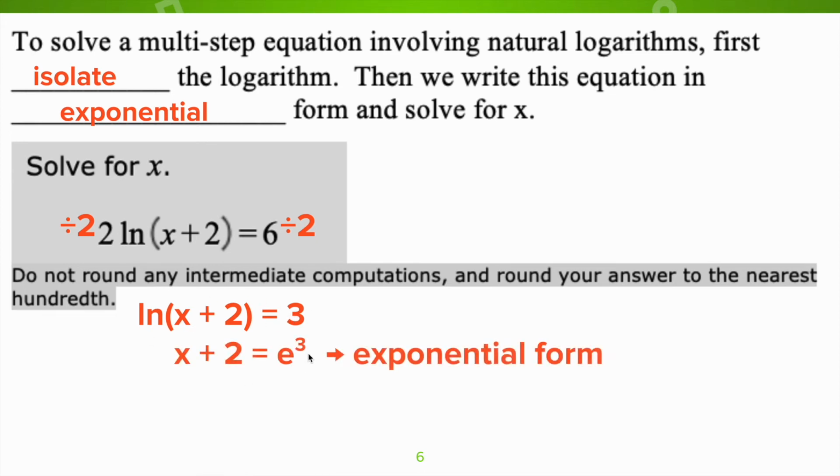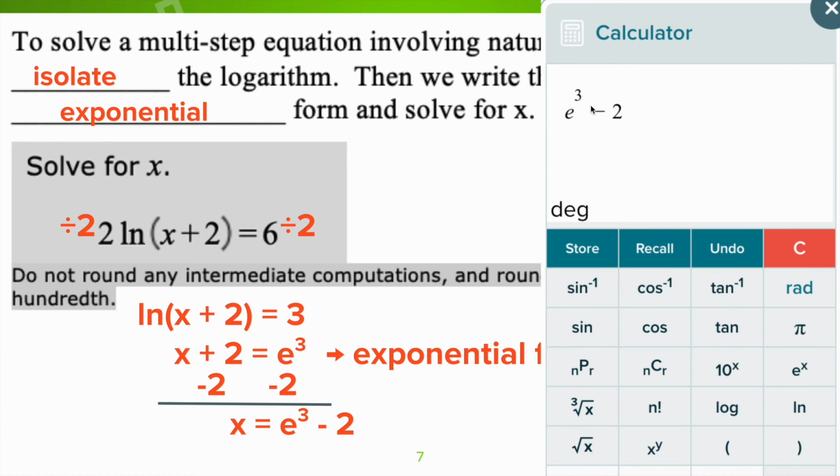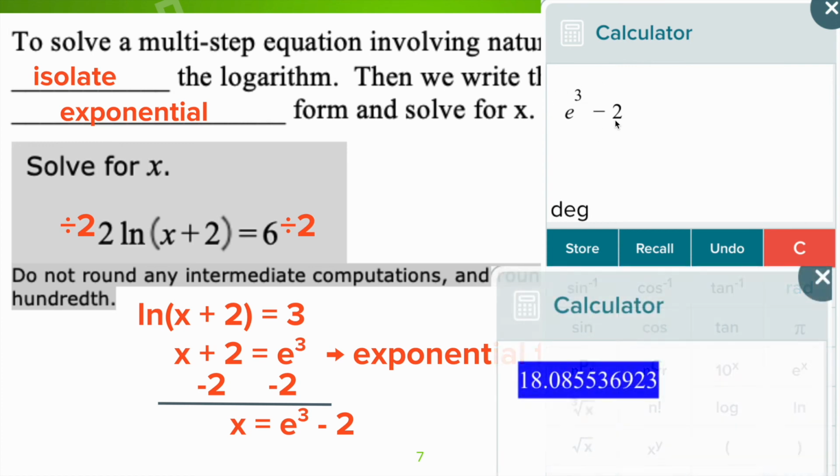And now I'm going to use exponential form. Remember, this is natural log, so it means it has a base of e. In logarithm form, this 3 was my exponent, and my answer in exponential form is the argument of the log, so x plus 2. All right, so now I'm going to subtract 2 from both sides, and I'm going to have e to the third power minus 2. I'm going to use my calculator again here. So I have e to the third power minus 2. You just type this one in and hit equals. There we go.